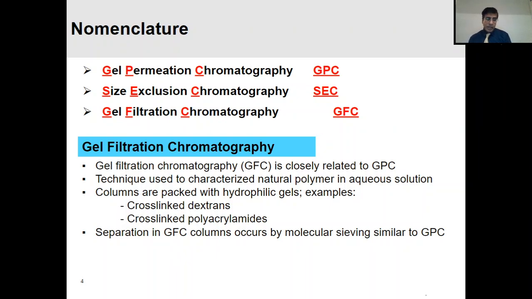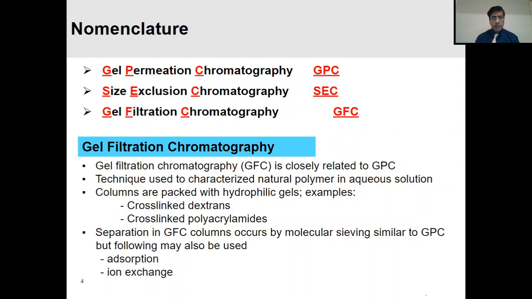Again, the separation in a GFC column occurs by molecular sieving, similar to GPC. As I told you, because this is a non-interactive technique, the molecules are separated based on their size. That is why this is also called size exclusion chromatography. But in gel filtration chromatography, we can also use adsorption, ion exchange, and ion exclusion methods.